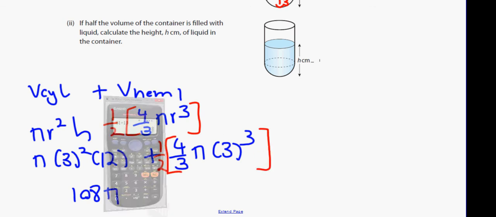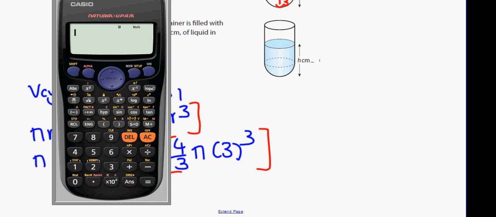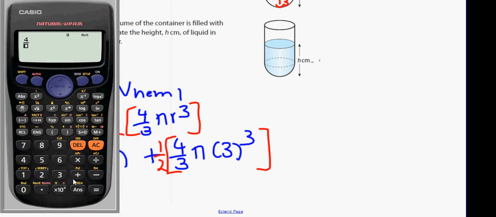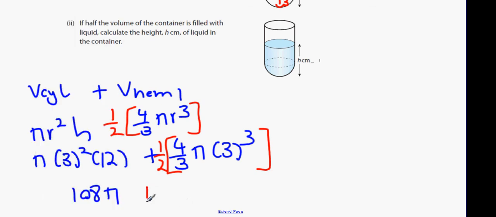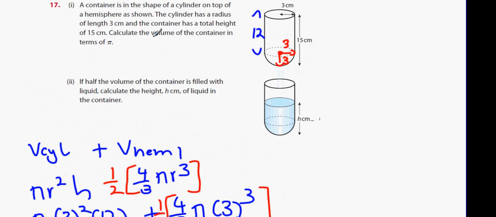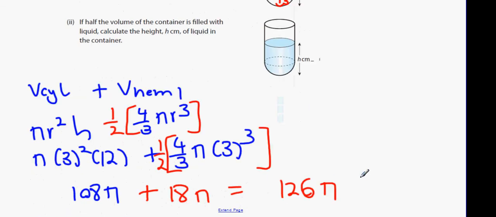So we'll put this into the calculator. 4 over 3 pi r cubed times 3 cubed. And what we get is 36 pi. Divide that by 2 because we're halving it because it's a hemisphere. 18 pi. So 108 pi plus 18 pi gets us 126 pi. This is the volume of the container in terms of pi. 126 pi centimeters cubed.